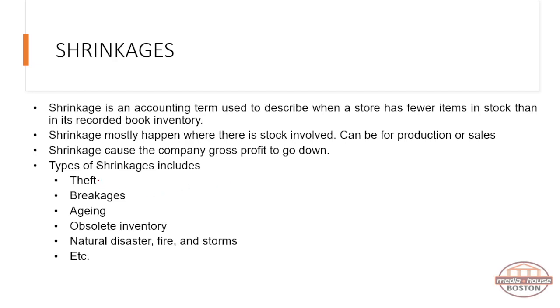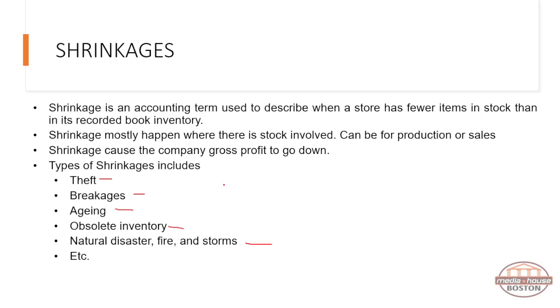Types of shrinkage include theft, breakage, aging, obsolete inventory, natural disaster, fire and storm, and others. These are the most common types of shrinkage, where product might get lost or stolen. Some might break depending on how fragile they are.